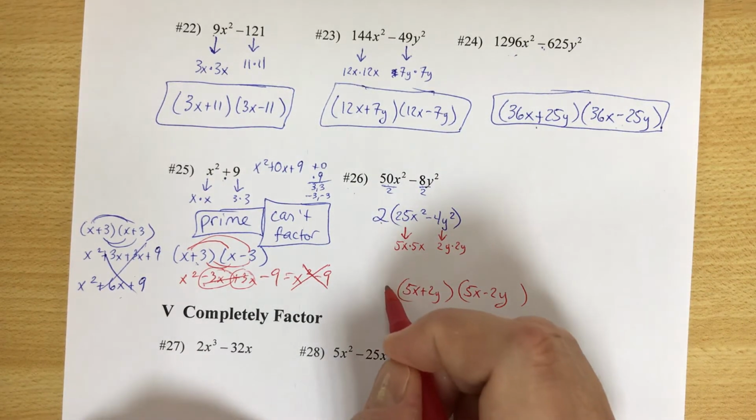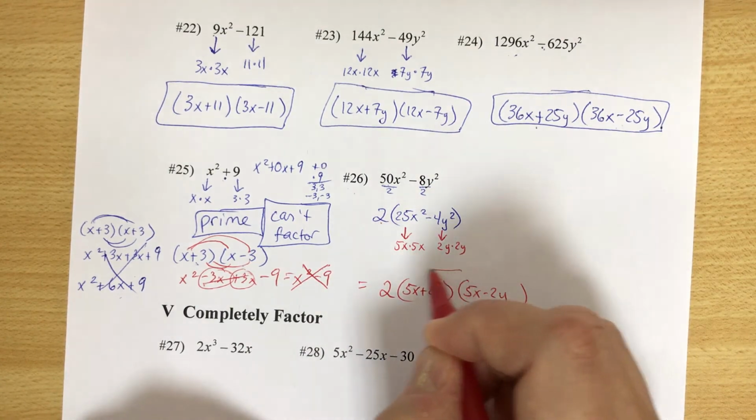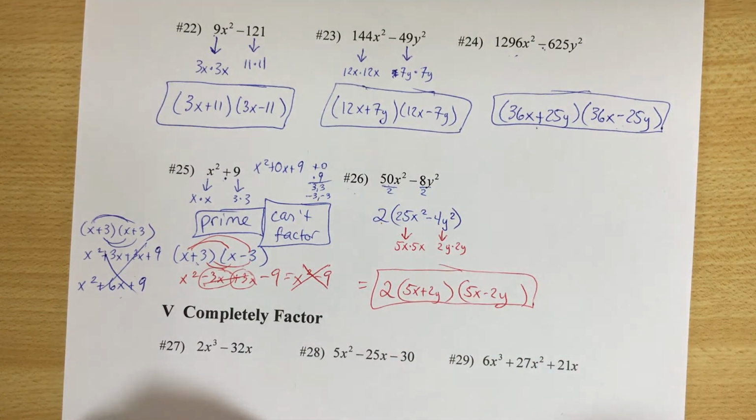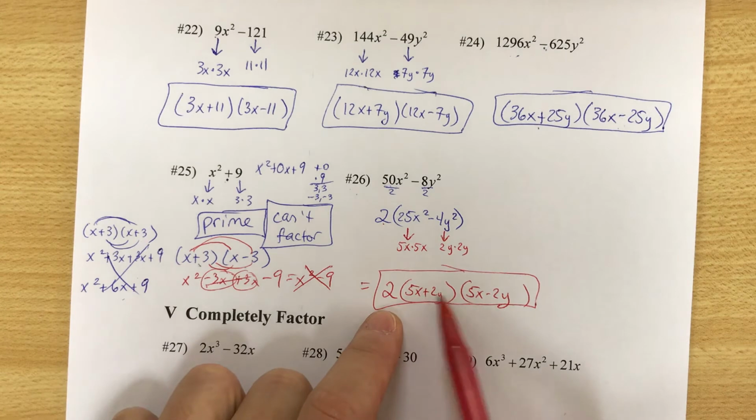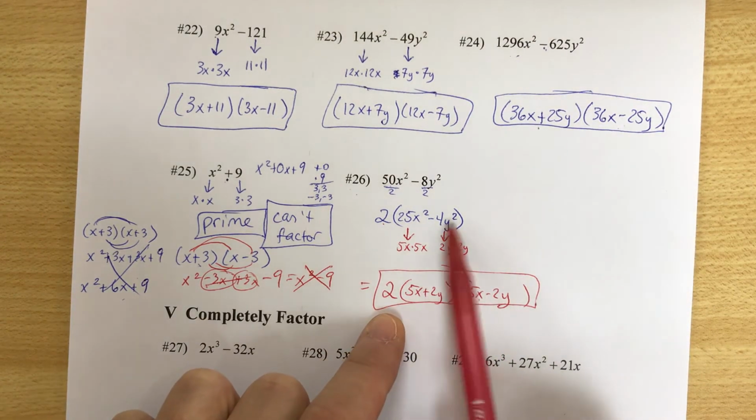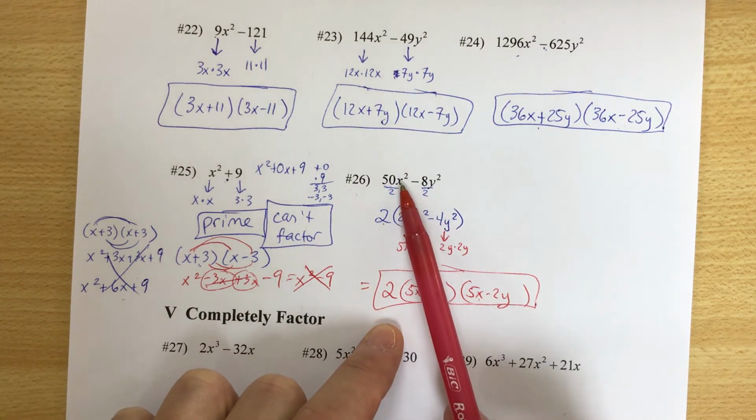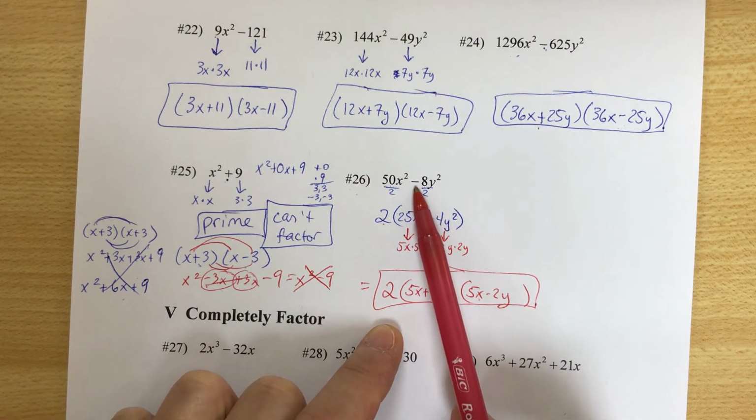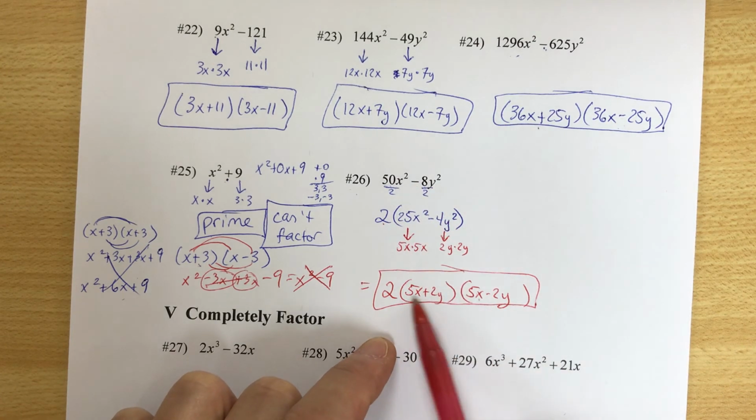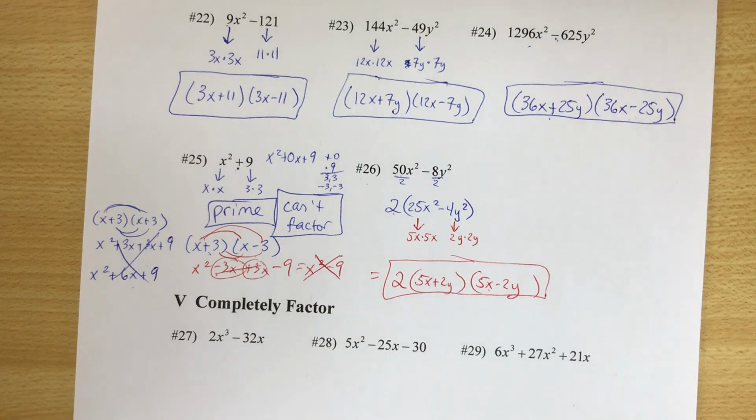But don't forget that we originally pulled out the 2. That is still there. When you get your answer, and if you were to multiply it out, you'd have to go back to the original problem. You'd have to get the same thing. When you factor, you're not changing the value of this, you're only changing the way it looks. And that's really important. And that is the end of part 4.